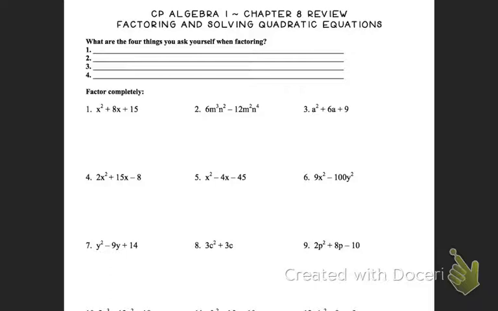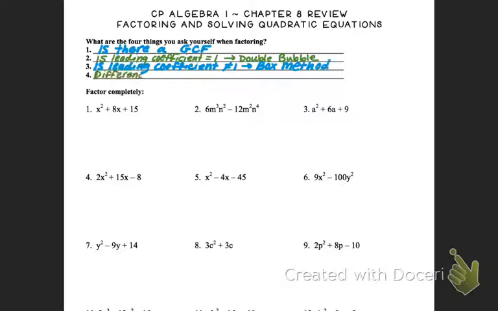So if you look at the four things you ask yourself when factoring, number 1, is there a GCF? Number 2, is the leading coefficient 1? If so, use the double bubble method. Number 3, if the leading coefficient is not 1, then use the box method. And number 4, difference of squares, then use a plus b, a minus b by taking the square roots of the two terms. So for number 1, factor completely, or actually for the rest of this page.